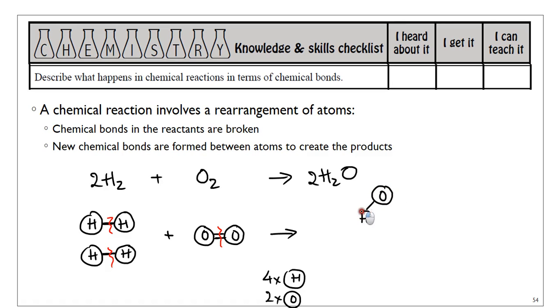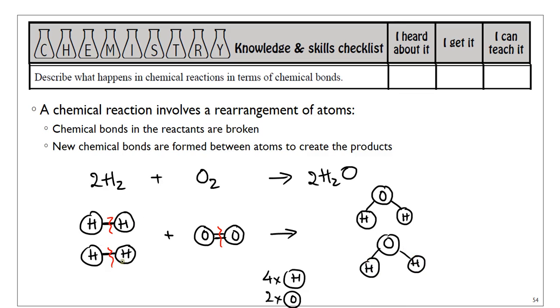So the new bonds are formed here, so you're going to have new bonds being formed between oxygen and hydrogen this time, and then another bond between oxygen and hydrogen. Okay, so that is essentially what happens in a chemical reaction.